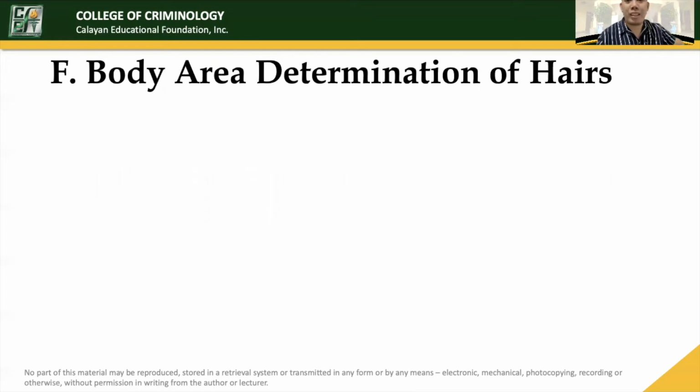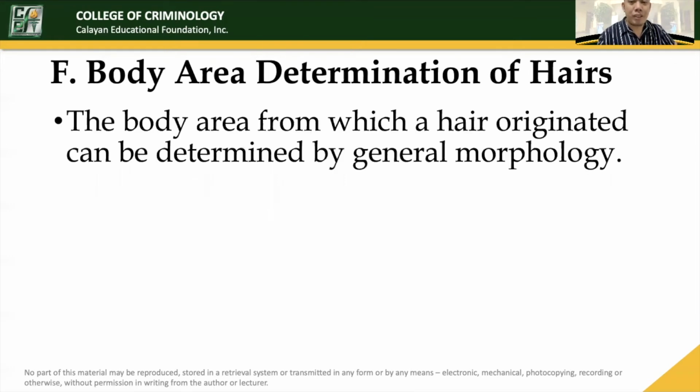Another is body area determination of hairs. So, as we all know, there are a lot of body parts tayo na may mga hair, 'di ba? Meron tayo merong bigote, may balbas, sa loob ng ilong, sa armpit, sa arms, sa legs, sa ulo, sa sex organ. So, madami tayong puwedeng pagkunan ng hair. Now, the body area kasi from which a hair originated can be determined by a general morphology.